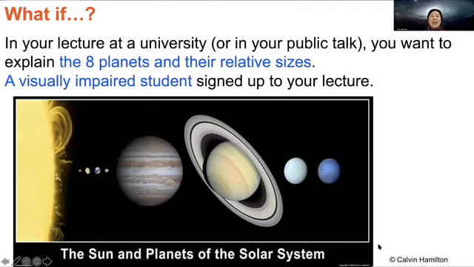You may have seen this kind of image of the sun on the left and 8 planets. The sun is a star and much bigger than the planets. You also explain the inner rocky planets like Mercury, Venus, Earth, and Mars are smaller than gas giants like Jupiter and Saturn. But visually impaired student cannot see the image. How do you explain it?